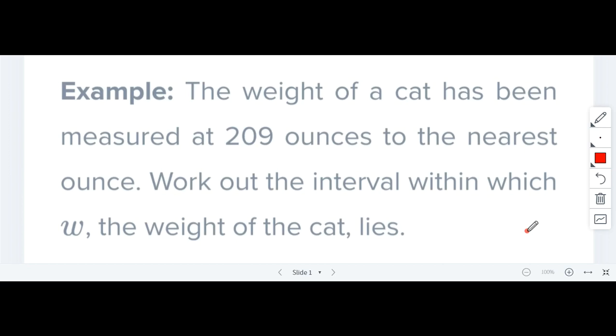Would the lower bound be 208.5 and the upper bound 209.5? Yes. So your final interval will be W lies from 208.5 to 209.5.